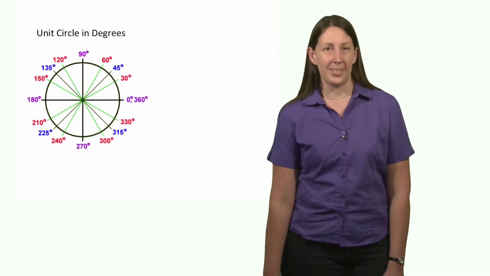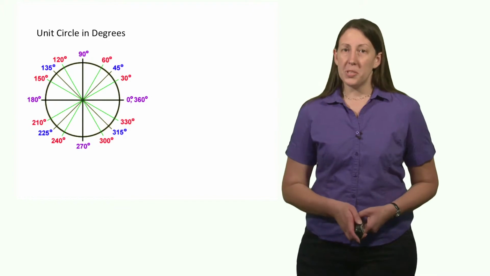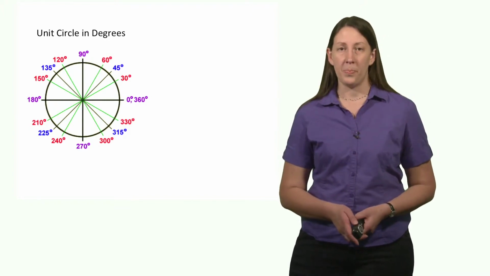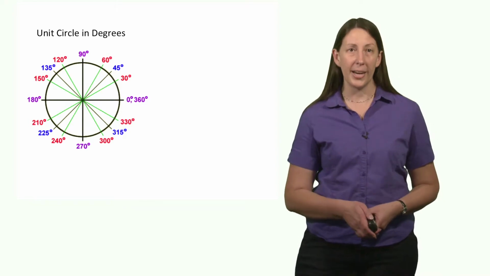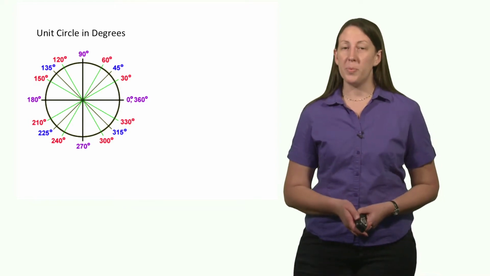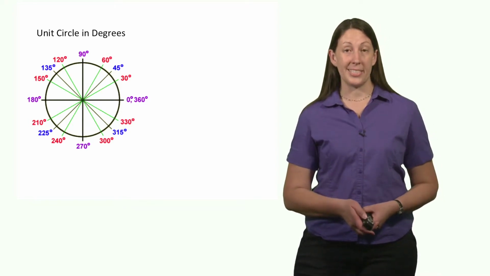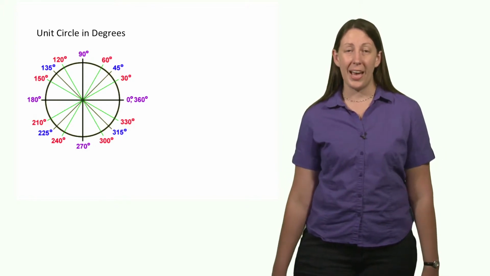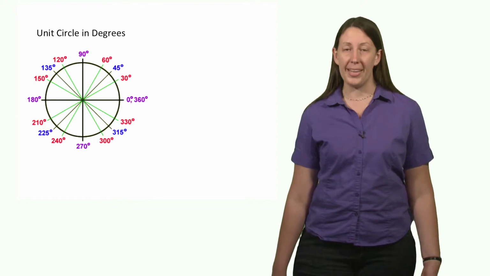Well, we don't always work with degrees in mathematics when we're looking at trigonometric functions. We also work with something called radians. Most of you probably know a circle has 360 degrees. What you may not know is that we also can say a circle has 2 pi radians.